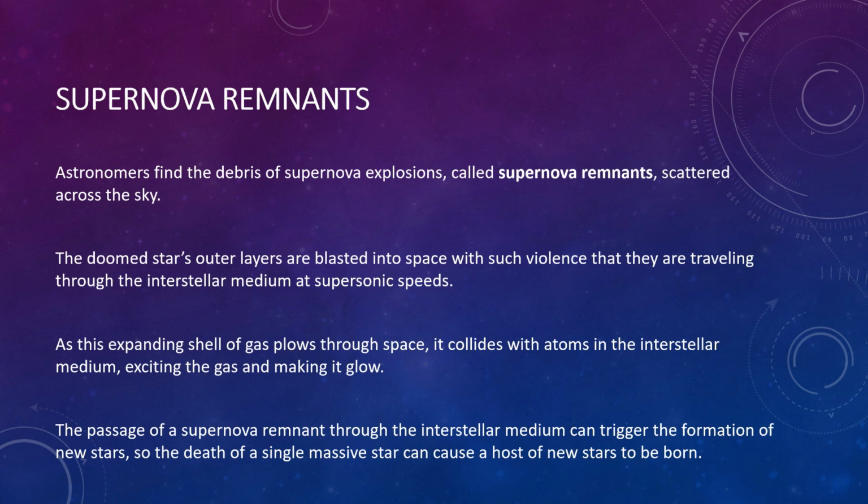Astronomers find the debris of supernova explosions, called supernova remnants, scattered across the sky. The doomed star's outer layers are blasted into space with such violence that they are traveling through the interstellar medium at supersonic speeds. As this expanding shell of gas plows through space, it collides with atoms in the interstellar medium, exciting the gas and making it glow. The passage of a supernova remnant through the interstellar medium can trigger the formation of new stars, so the death of a single massive star can cause a host of new stars to be born.